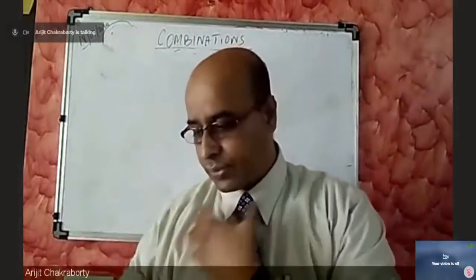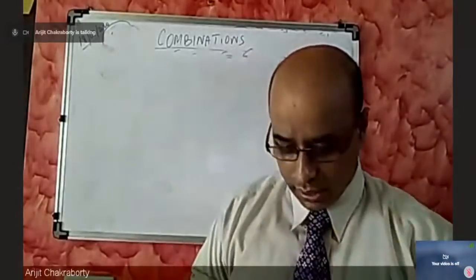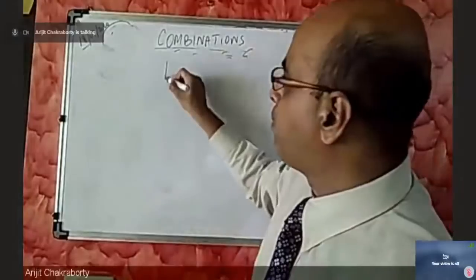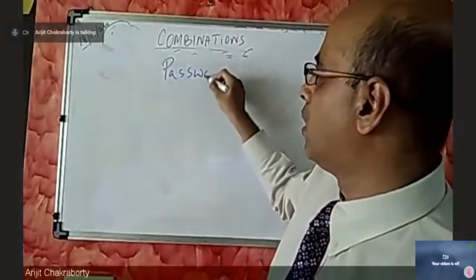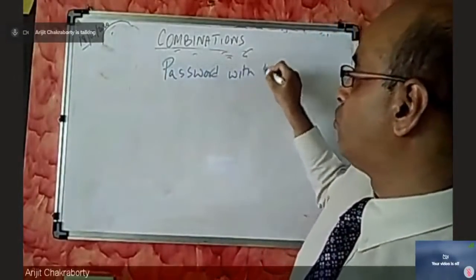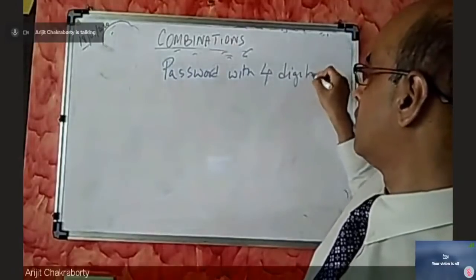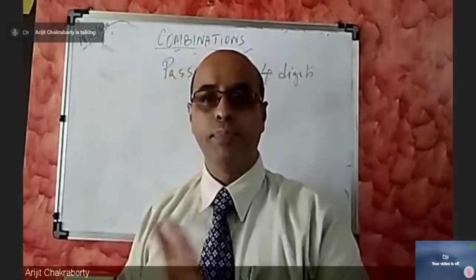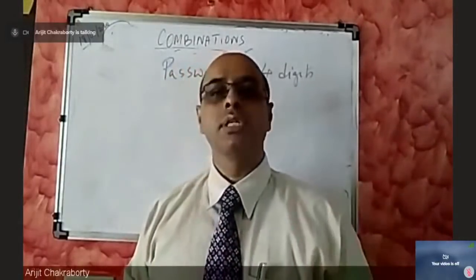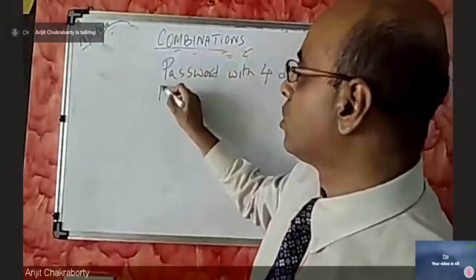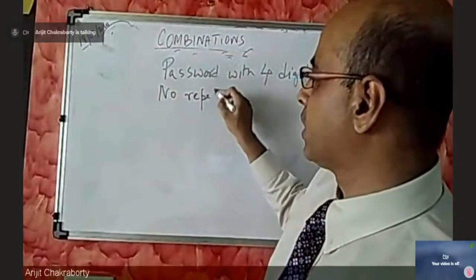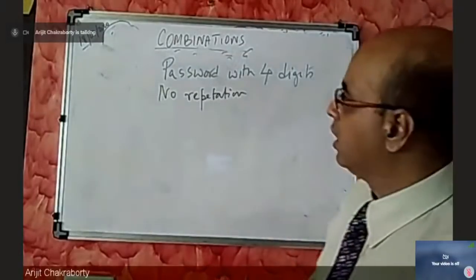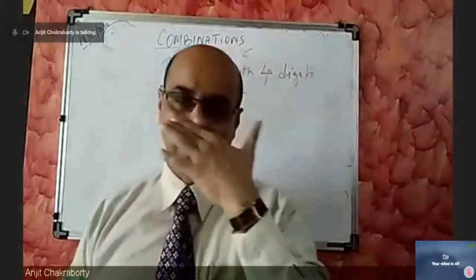Now, the question is like this. You are creating a password with 4 digits. Okay? A password with 4 digits. You cannot repeat a number. How many possible arrangements can there be? No repetition allowed. You cannot repeat any number, but you have a 4-digit password, right?